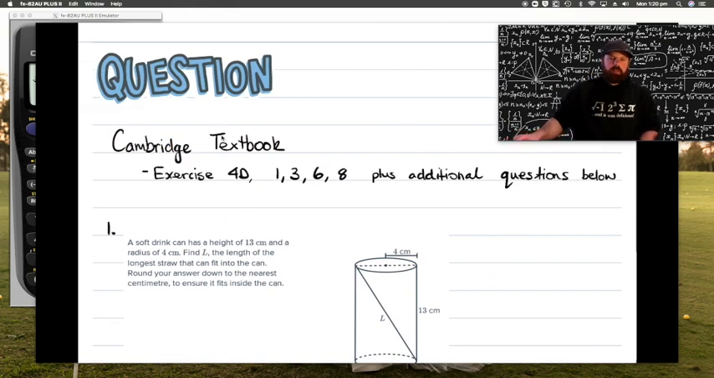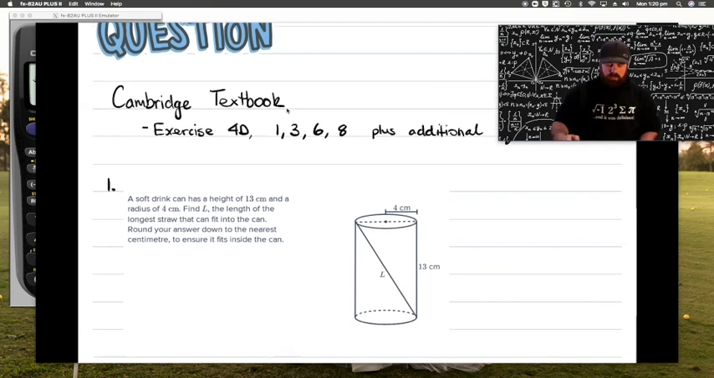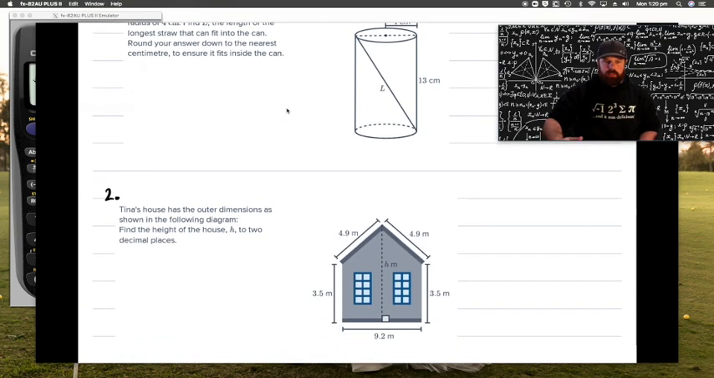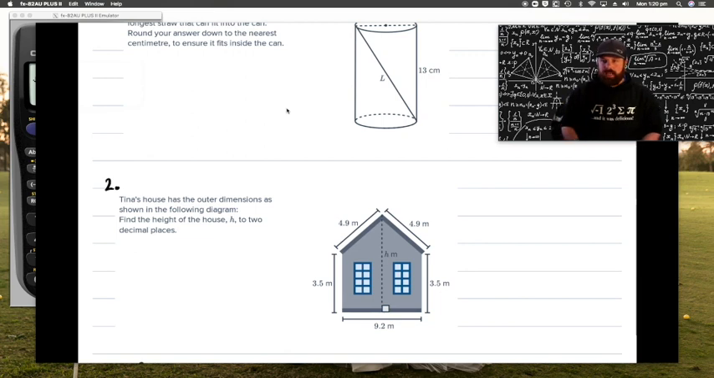So questions I'd like you to do from the Cambridge textbook, you need to do exercise 4D. Once you do question 1, 3, 6, and 8, all of those questions there. And then on this worksheet here as well, you've got 2 additional questions. This question about a straw inside a can, and this question about how tall someone's house is. At the end of this worksheet, there is also the solutions for you to mark those questions.